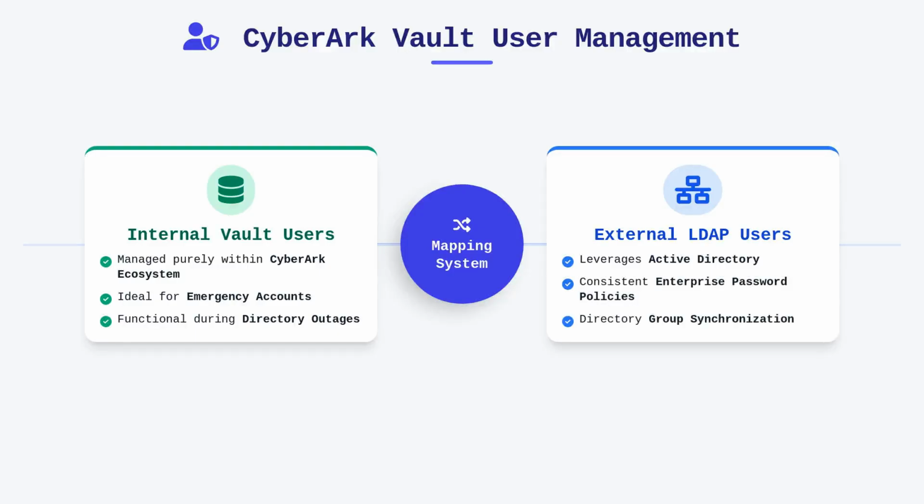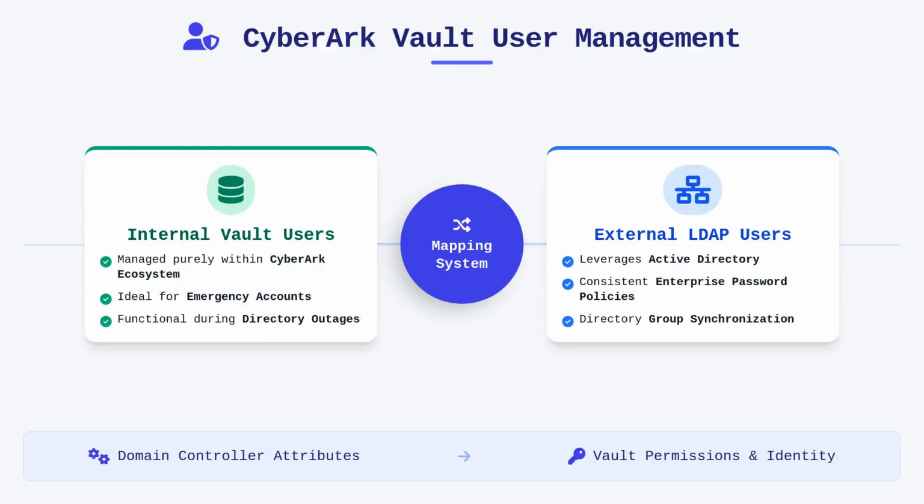The key to successful integration is recognizing that when you connect the Vault to your directory, you are not simply enabling users to log in. You are creating a structured mapping system that translates directory groups into logical Vault permissions. This synchronization process requires careful planning regarding which attributes are pulled from your domain controller, as these attributes inform the Vault about exactly who a user is and what they are permitted to do.